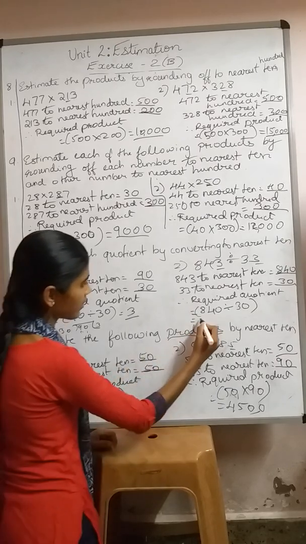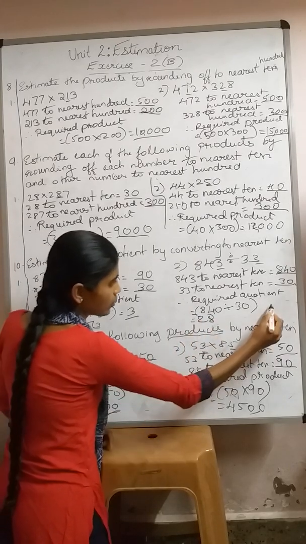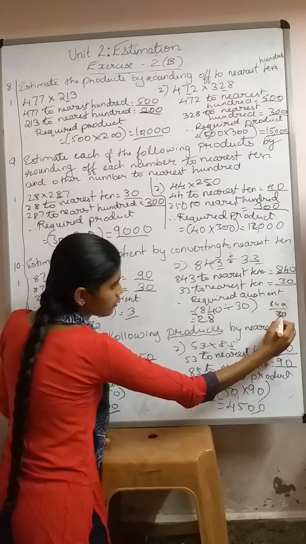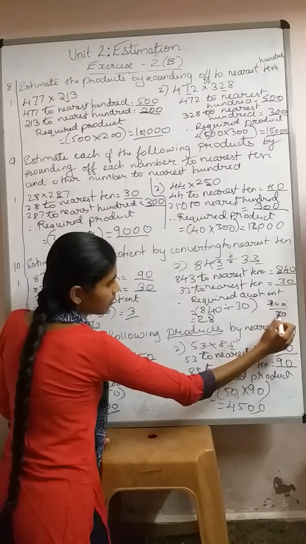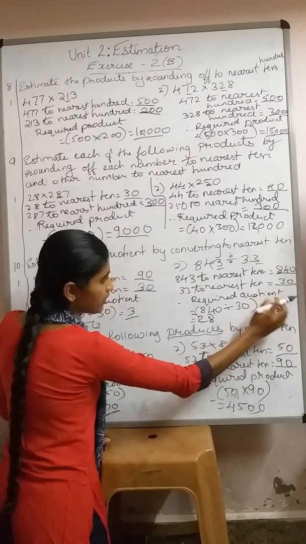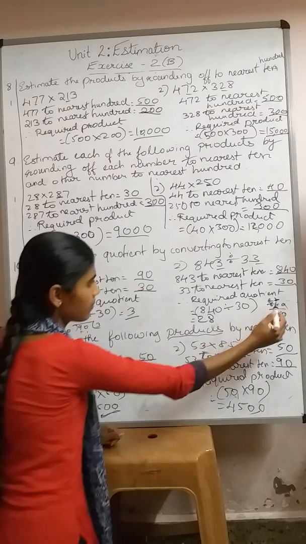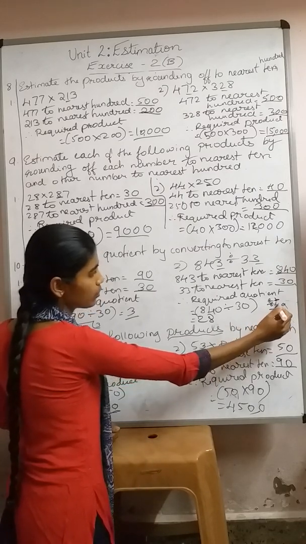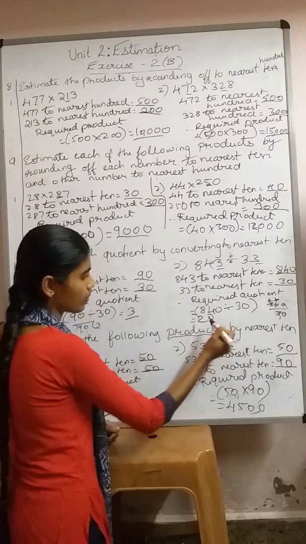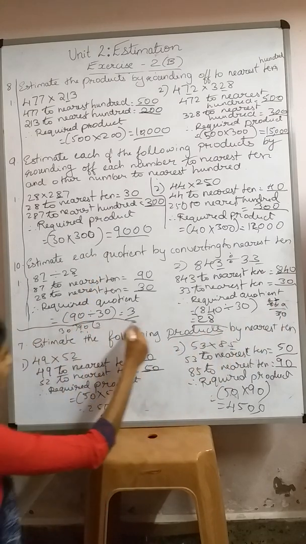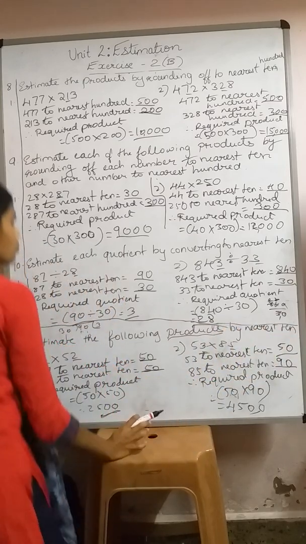What answer did you get? 28. How did you get it? You just divide 840 by 30. This method also is okay: 3 2s are 6, and 6 plus here, 2 3 8s is 24. That is, 28 is our answer. Okay, so we finished the exercise 2b.